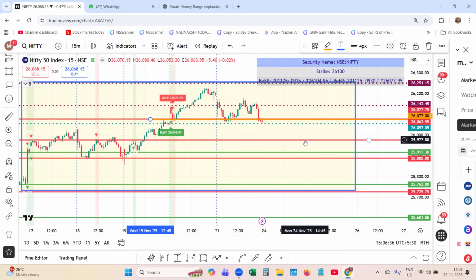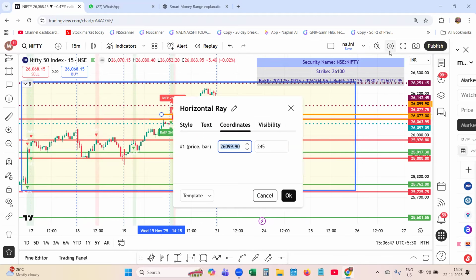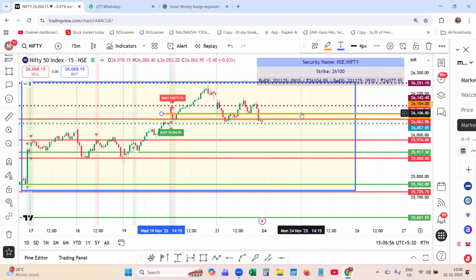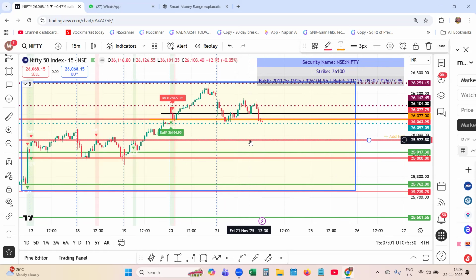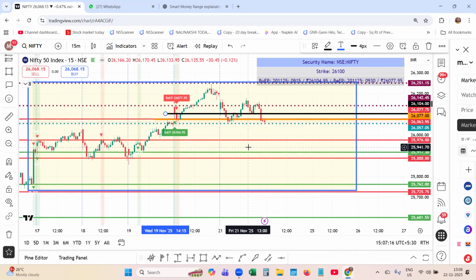And for the bullish EP, it is saying 26,104. Let me put another line, 26,104. Let me adjust it to 26,104. So let us make it red color, black color. So bullish EP is black, 26,104, and 26,077. These are the new intraday EPs formed.